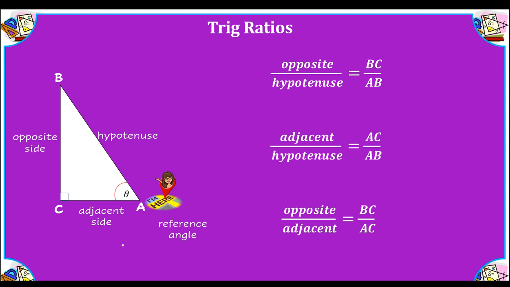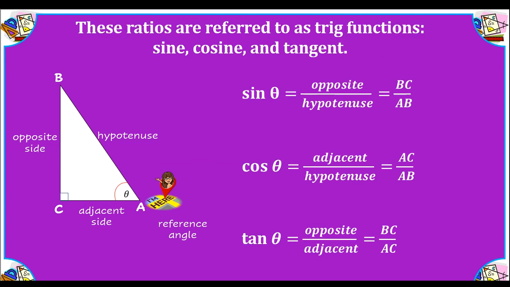We have some relationships with right triangles when we're using our trig ratios. So if my reference angle is angle A, we have a relationship between the opposite side and the hypotenuse, a second ratio between the adjacent side and the hypotenuse, and the last ratio is the opposite side compared to the adjacent side. Now let's take a look at those trig functions. They are sine, cosine, and tangent.